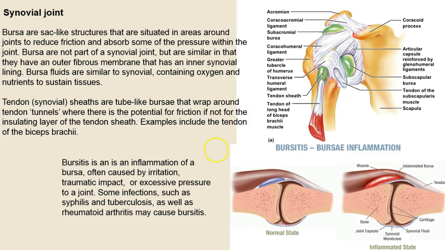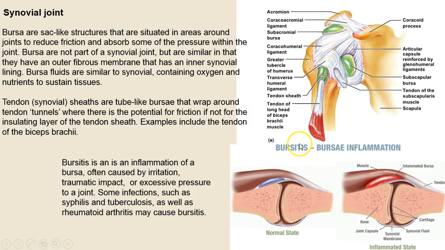Bursae, we don't hear about these much, but take a look at the lower right, and you'll see an example of a bursa. It's outside of the capsule, so it's really not part of the synovial joint, but it functions like a joint because it has the outer fibrous membrane, it has the inner synovial lining, which is going to secrete these fluids that are very much like synovial. If you get bursitis, sometimes we don't know what causes it. It's sometimes irritation, traumatic impact, pressure, infections, syphilis, tuberculosis, rheumatoid, and a lot of unknowns. Etiology unknown. We just have to say we don't know what causes it.